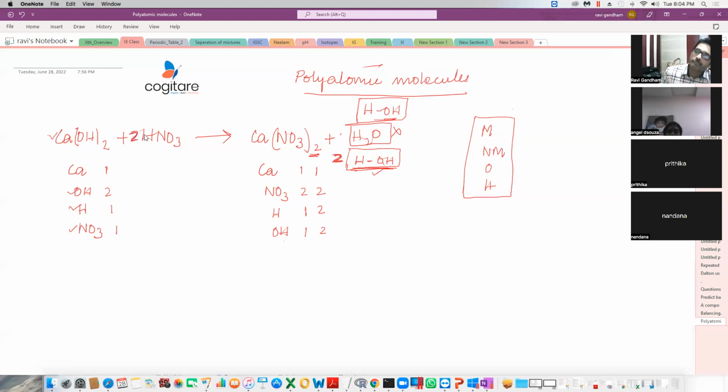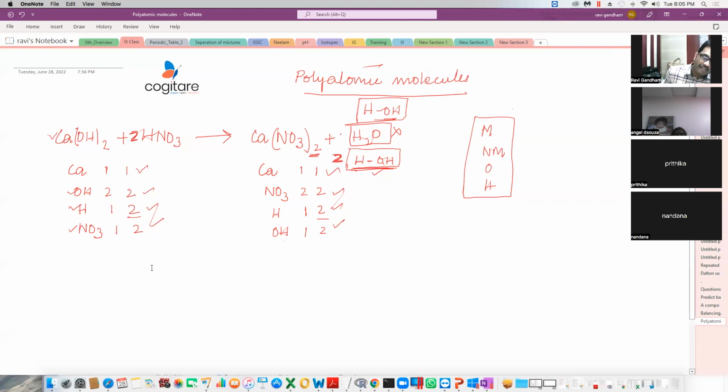Is that okay? Yes, sir. So when we multiply this with 2, now again we write: you have 1 calcium, hydroxyl is 2 again, hydrogen is 2 here, nitrate is 2 here. Is that okay, guys? Yes. Now you look at hydrogen. Hydrogen is automatically balanced now. Is that okay? You have 1, 2, 2 and 2. Is that okay? Yes, sir.